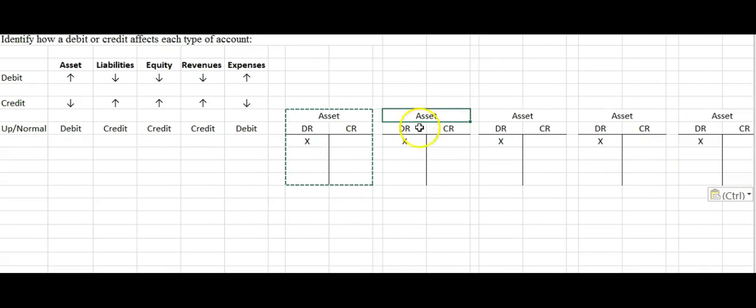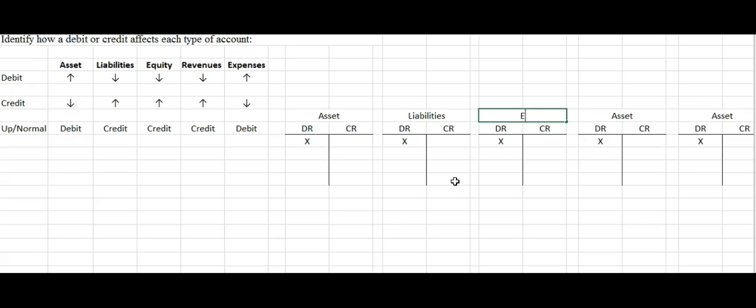Paste, right? So liabilities, equity, and revenues, and expenses. Okay, these have their normal balance on this side. Okay, so this is typically where you're going to find the balances on the credit side.